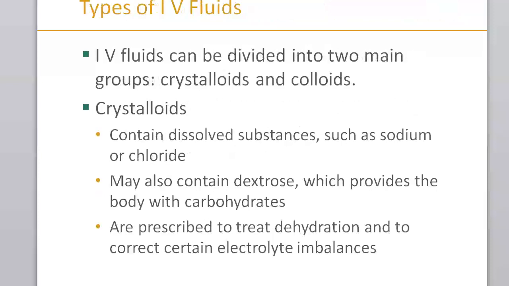And these are types of IV fluids. They can be divided into two main groups, crystalloids or colloids. Crystalloids contain dissolved substances such as sodium or chloride, and they may also contain dextrose, which provides the body with carbohydrates. Those are used to treat dehydration and to correct a lot of the electrolyte imbalances our patients may have.